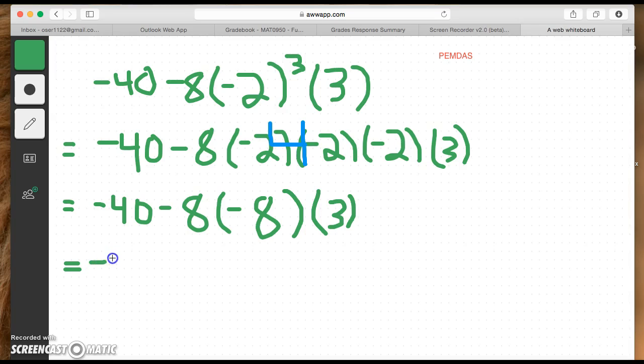So we still have our negative 40. And from negative 40, we are going to subtract. So notice that I've written this subtraction sign. We are taking negative 40 minus a positive 8 times a negative 8. A positive times a negative will always be a negative. And 8 times 8, that is 64. So we should have a negative 64 here.